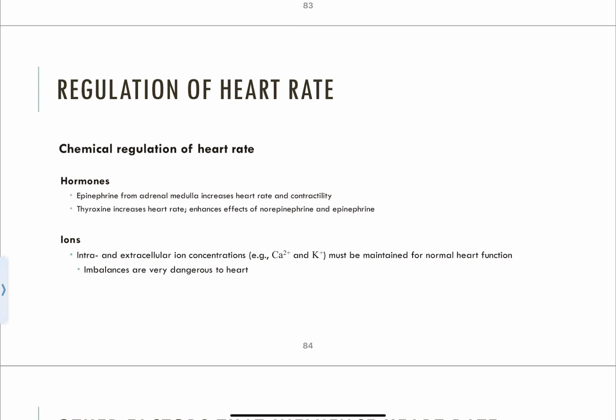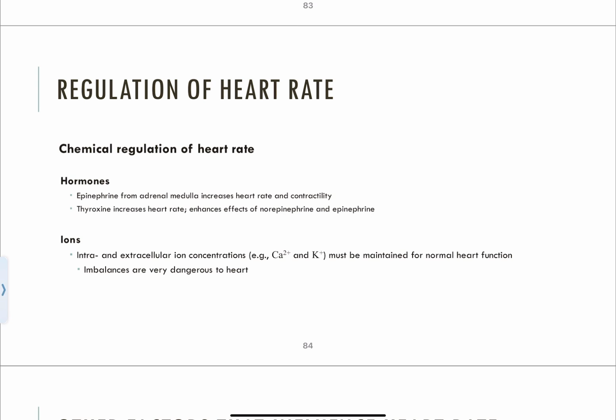Okay, regulation of heart rate when we're talking about chemicals. So hormones are huge. When we hit chapter 16, which is the endocrine system, you get to learn a ton of hormones. But epinephrine is a hormone, and it's released from the adrenal medulla, which is considered a gland. So once we release the epinephrine from the adrenal medulla, that is going to cause an increase in both heart rate and contractility. We also have thyroxine, that causes an increased heart rate by enhancing the effects of norepinephrine and epinephrine. So it doesn't act directly on the heart, but it acts on another hormone that acts on the heart.